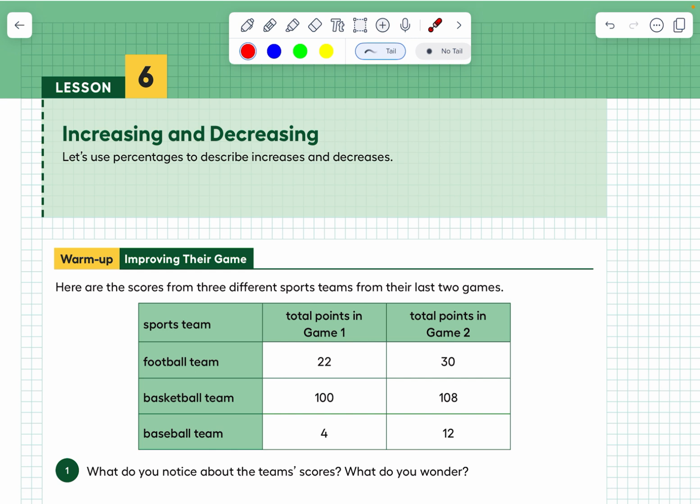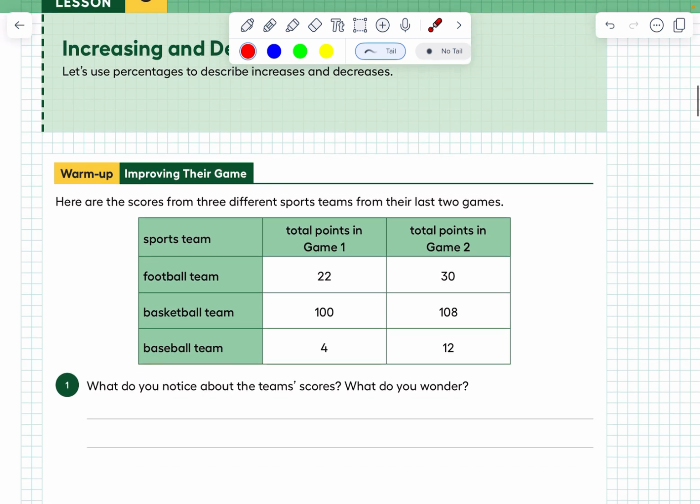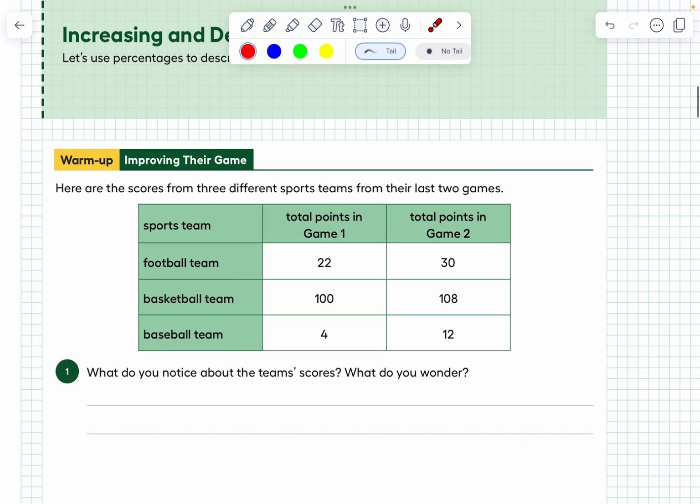All right, we're going to start with the warm-up, and it says, here are the scores from 3 different sports teams from their last 2 games. As you can see, in game 1, the football team scored 22. Then in game 2, it was 30. The basketball team scored 100 in the first game, second game 108. Baseball team in the first game scored 4 points, 12 points in the second game. So it says, what do you notice about the team scores and what do you wonder?